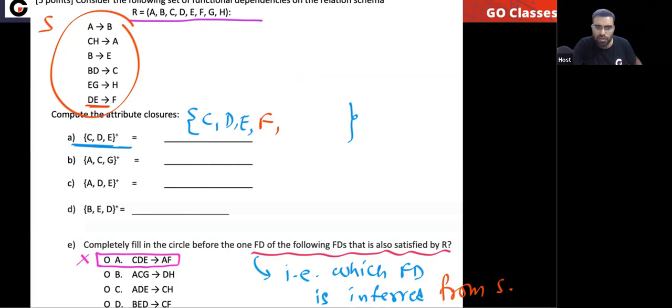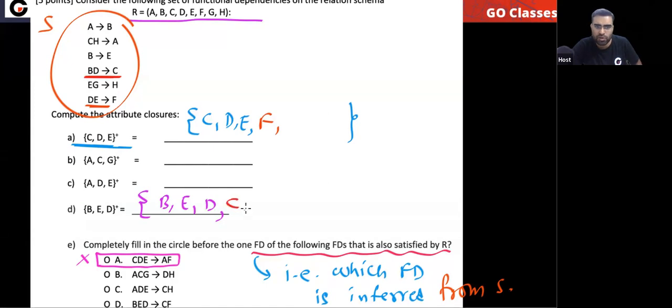What about the last option? Let me check this last option. If you want to check whether this FD is satisfied by R or not, you will find the BED closure. So tell me, what is the BED closure? That will be BED. What else will you get?